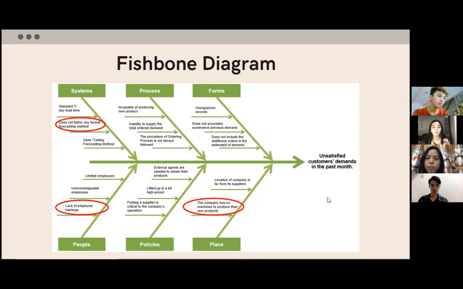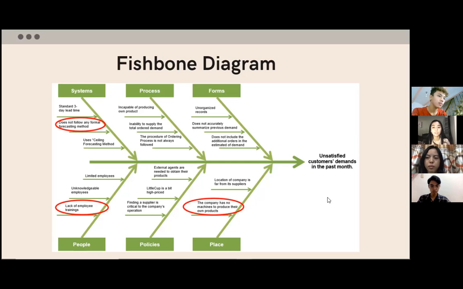Second is the lack of machinery and resources of the company. Without the machines, the company cannot produce its own product. This will lead to acquiring of goods through an external source. With this, they also have to follow a standard 3-day lead time before they can deliver the products to their customers. This is time consuming and a lot of opportunity will be lost for the company.